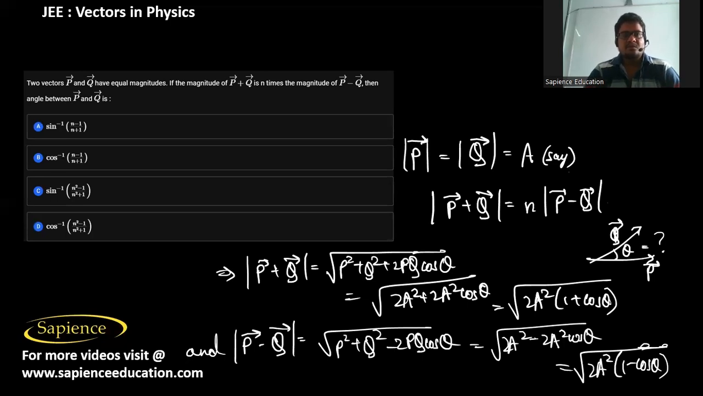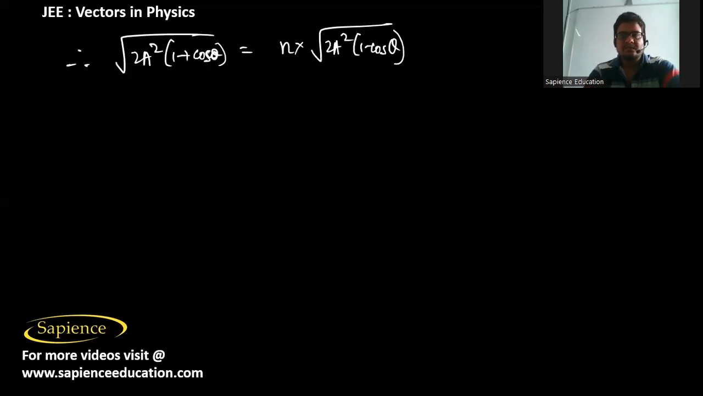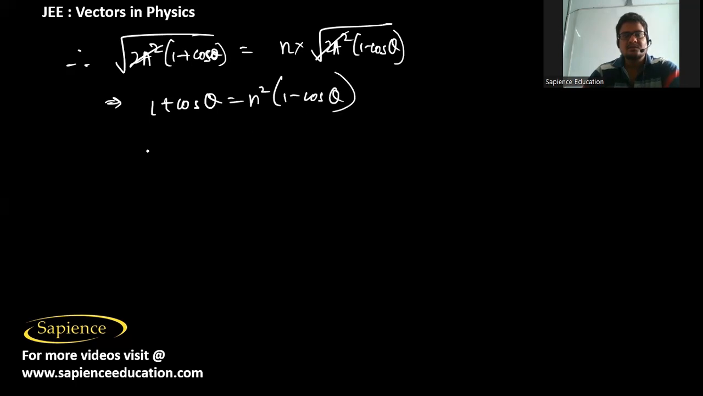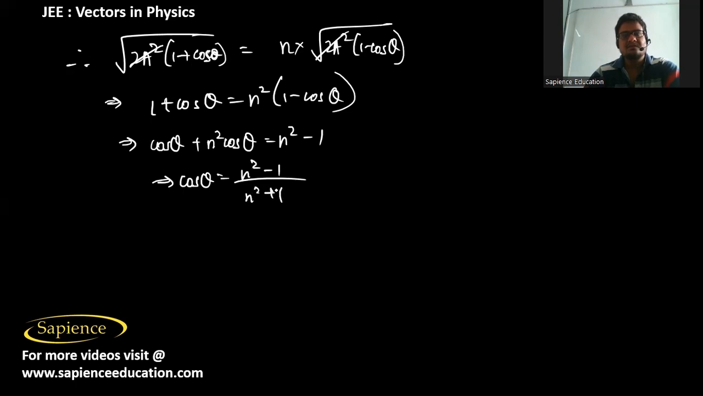Okay, this has been told. So then the angle theta we have to find out. So 2a square will cancel, and then if we square both sides, then we will get 1 plus cos theta equal to n square into 1 minus cos theta. So then we will get cos theta plus n square cos theta, that is equal to n square minus 1. Therefore cos theta will be equal to n square minus 1 by n square plus 1.